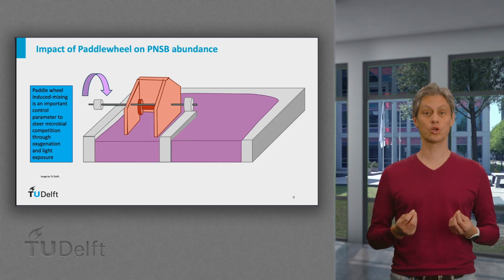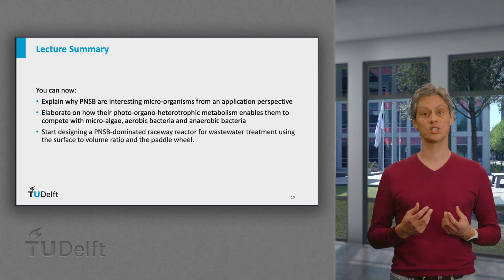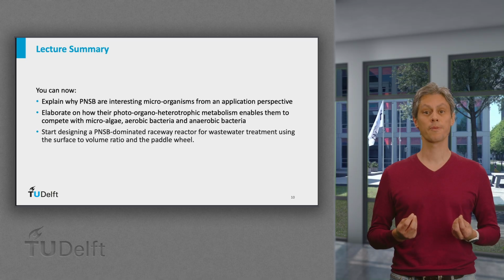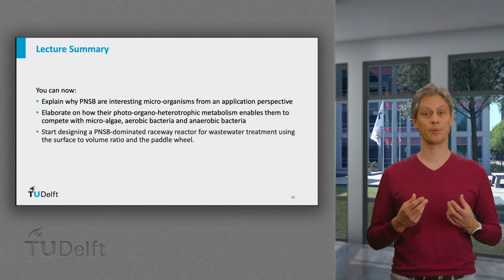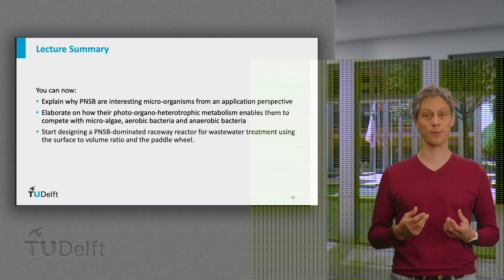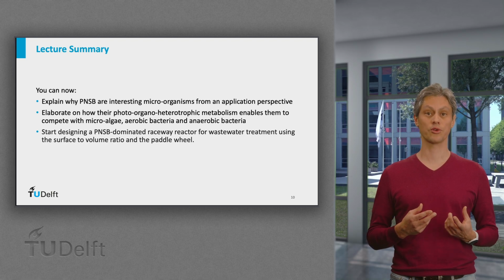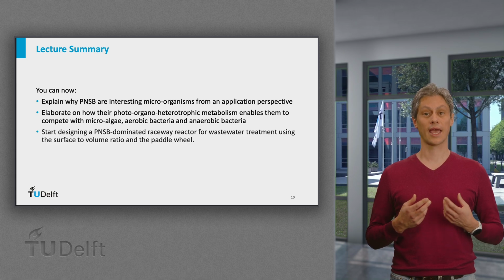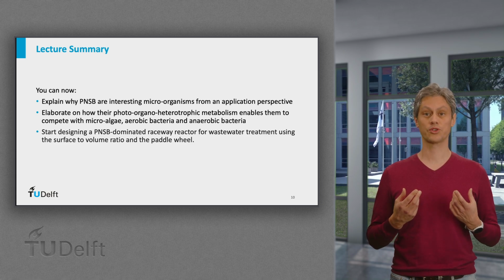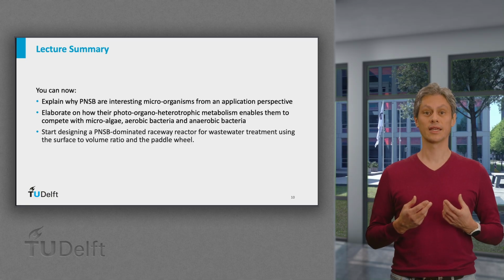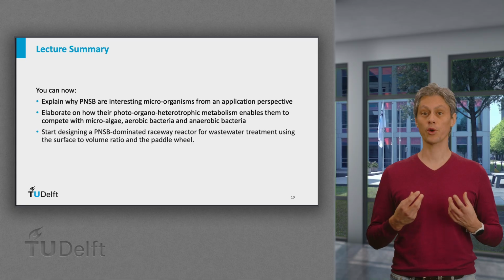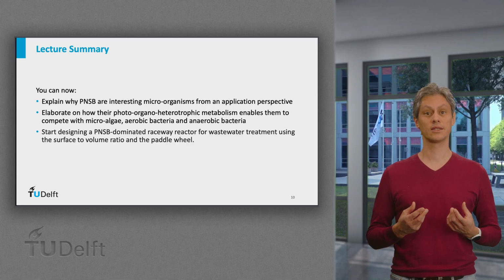To conclude, you now can explain the reasons for introducing purple phototrophic bacteria in wastewater treatment. You should understand how the basic photoorganoheterotrophic metabolism enables purple non-sulfur bacteria to compete with microalgae, aerobic bacteria and anaerobic bacteria in wastewater treatment plants, and can start designing a PNSB-dominated raceway reactor for wastewater treatment using the surface to volume ratio and the paddle wheel.